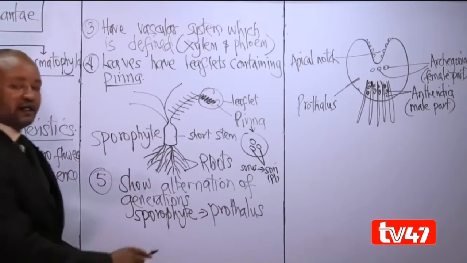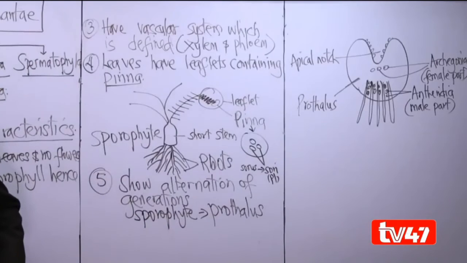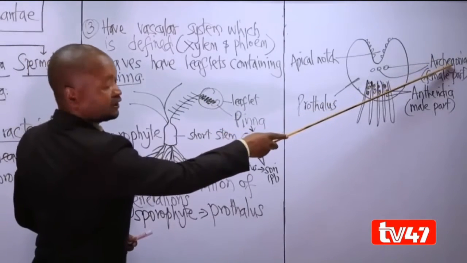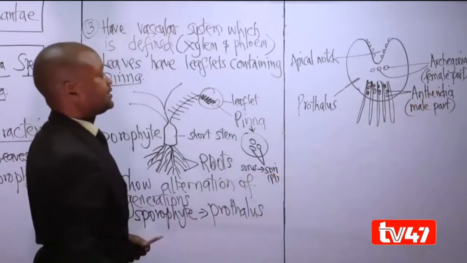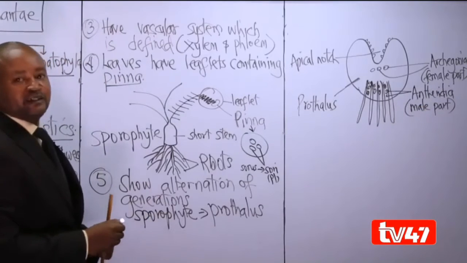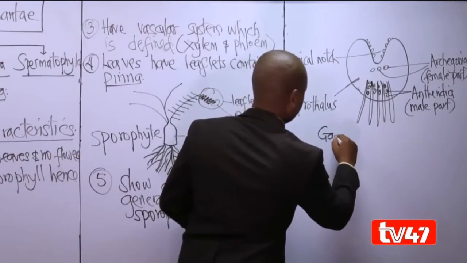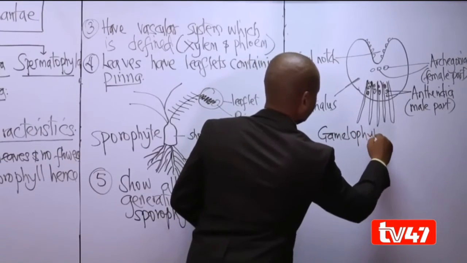And then from here, this other bit, we are seeing that it has gametes. The gametes will come from the archegonia, the female gametes. Then the antheridia will have the male gametes. So once we have gametes, then this one will form the gametophyte.